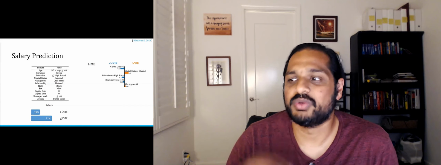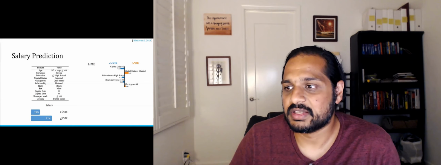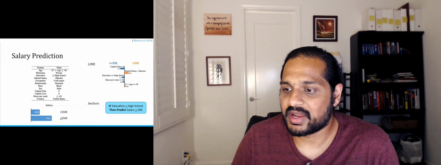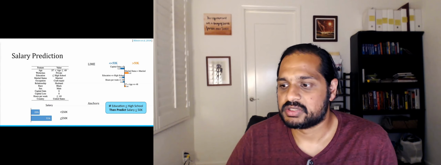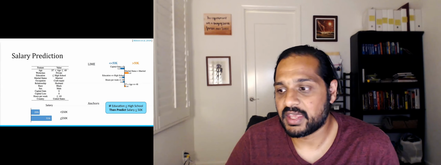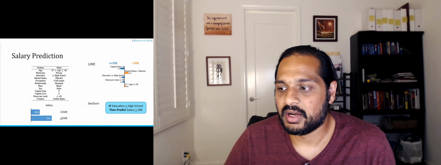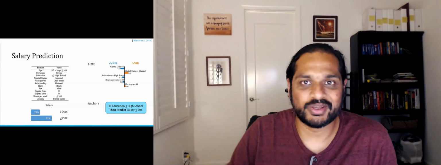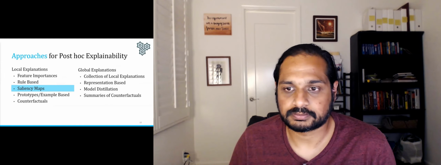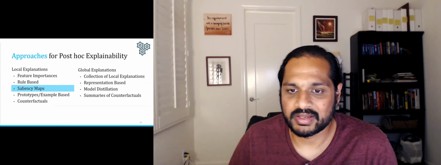Specifically, it doesn't tell you what you need to do to change it, or what is happening for instances like these. What anchors does, on the other hand, is give you a very simple rule, such as if education is less than or equal to high school, then predict less than 50K. And that clearly communicates exactly what the model is focusing on, where as long as education is not enough, the model seems to be predicting the salary should be small. So those were some of the simple rule-based methods. And now I'll let Julius take over.